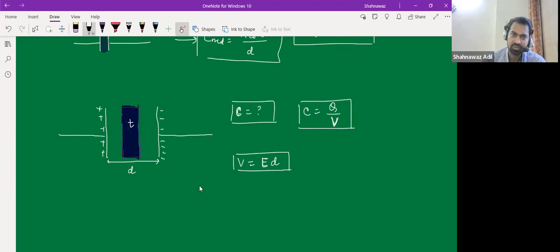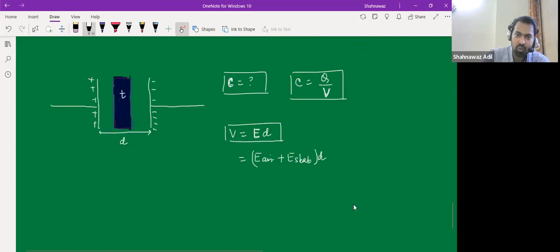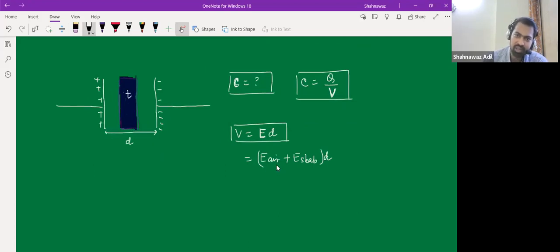Okay, so now E would be of two parts. One would be E of air, and the other would be E of the dielectric slab, right? So let us write this as slab. What is the distance that contains the air only? D minus T. Yes, absolutely correct.